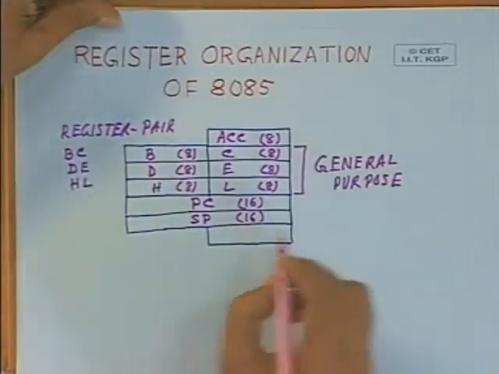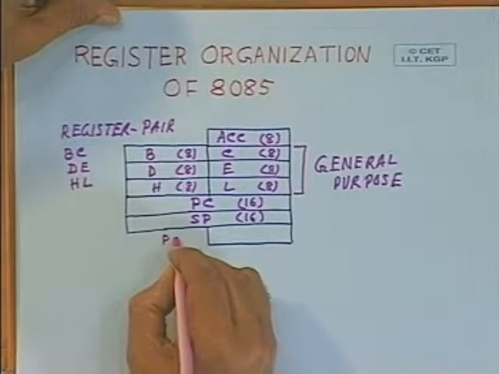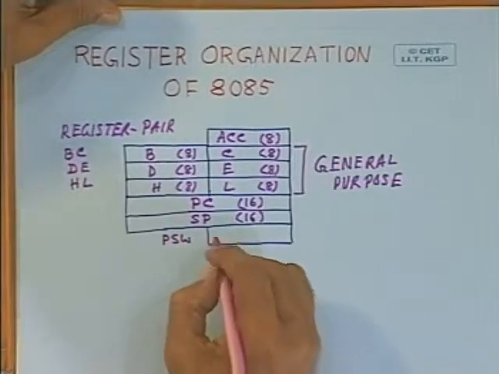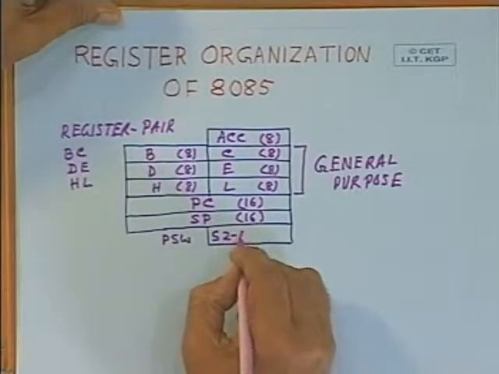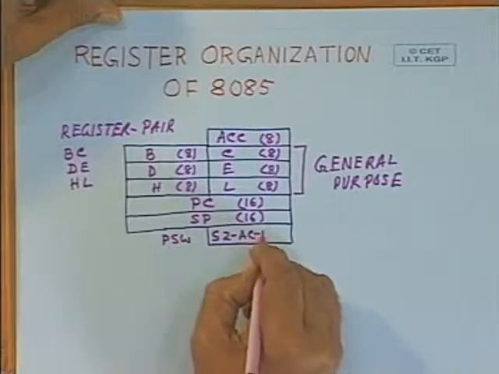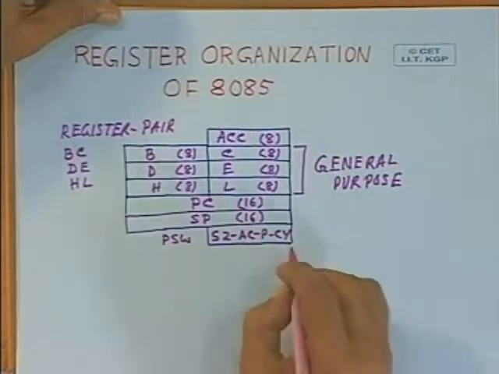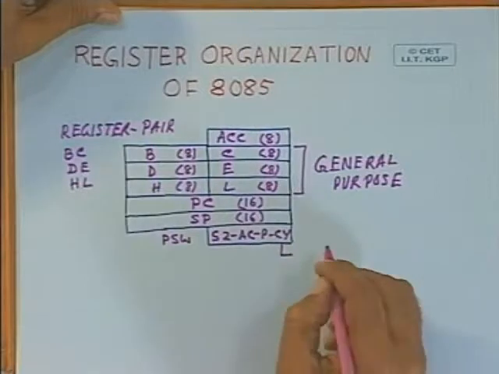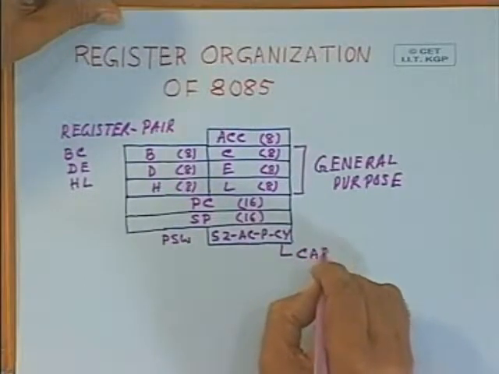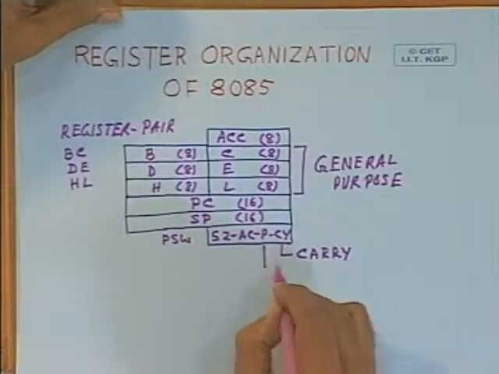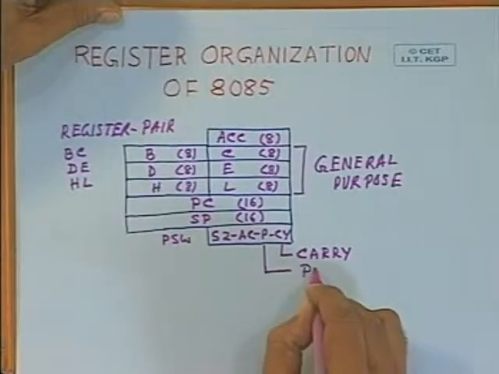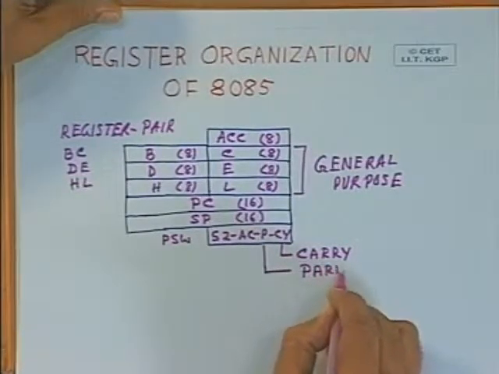Then you have got the program status word or the flag bits. You have got several flag bits S, Z, AC, P and CY. Let's see what are their functions. CY stands for carry. Whenever there is a carry output after the execution of an instruction, this flag bit will be set. P stands for parity. It reflects the parity of the result, even or odd.